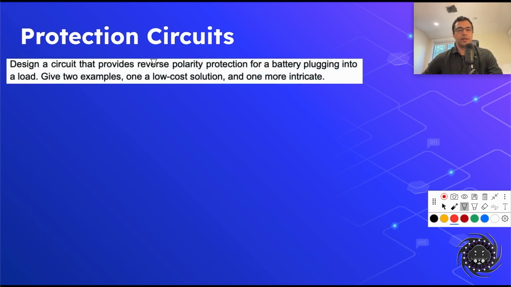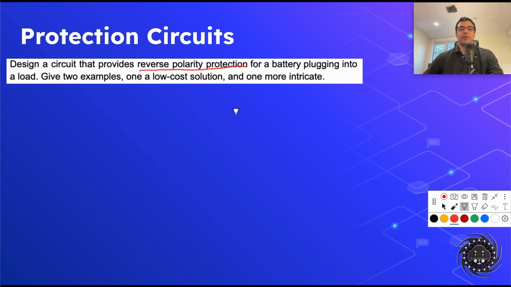Design a circuit that provides reverse polarity protection, which is exactly the scenario we just talked about, for a battery plugging into a resistive load. Give two examples, one a low-cost solution and one more intricate. So there's various different ways we can do this.